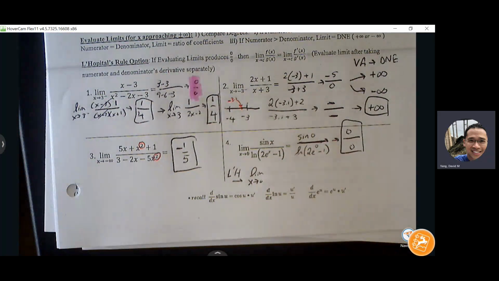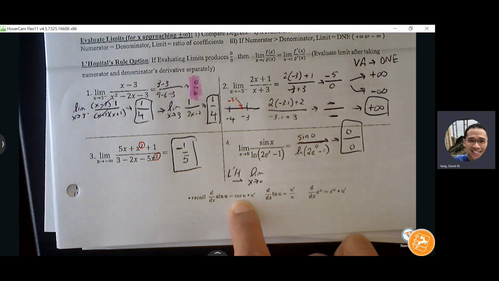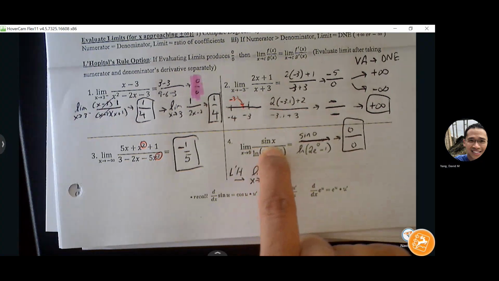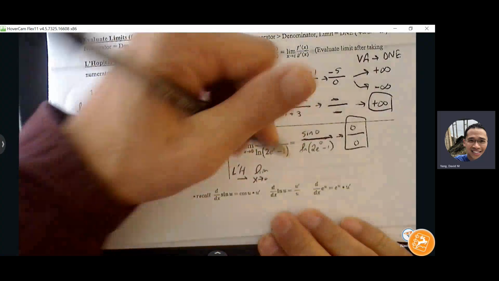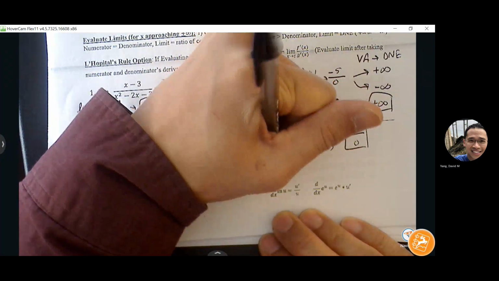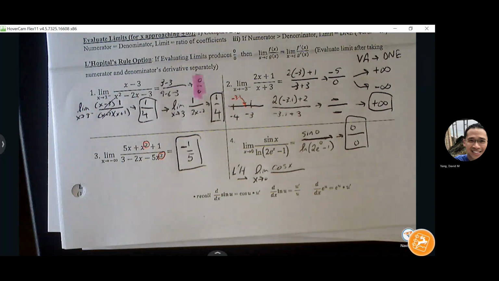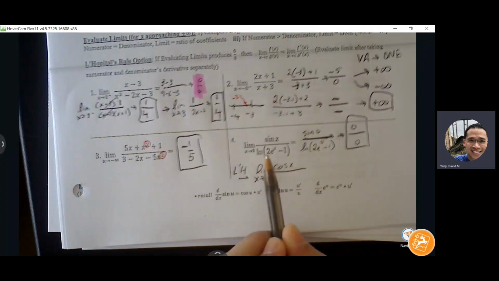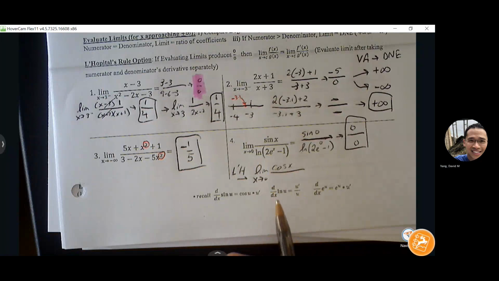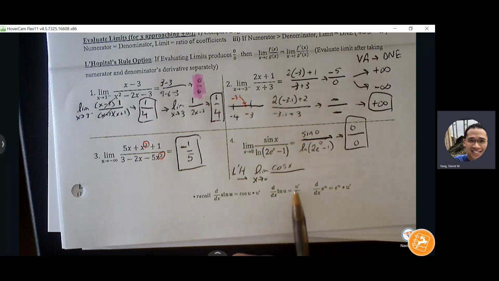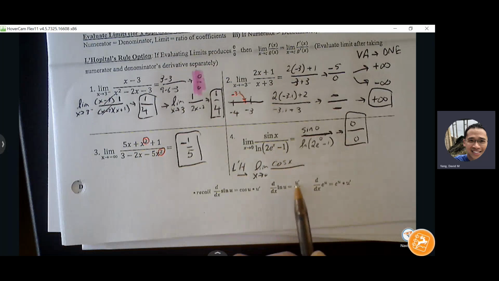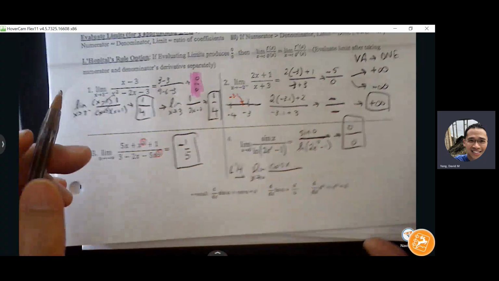So sine of x, what's the derivative of sine of x? Cosine, right? Cosine of u times u prime, but there's no u prime to keep track of. It's just x, so just cosine of x. All right, this was a little messy here. What's the derivative for natural log of u? U prime over u. So we got to find the derivative of the parentheses, put it up top, and then put the original parentheses in the denominator. But all that is going to live inside that denominator space.